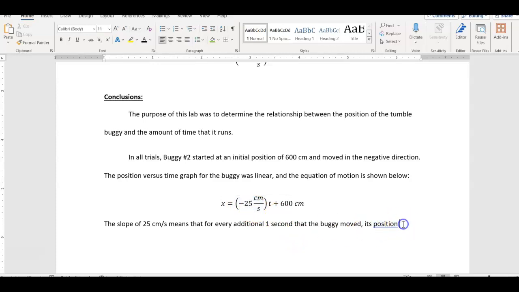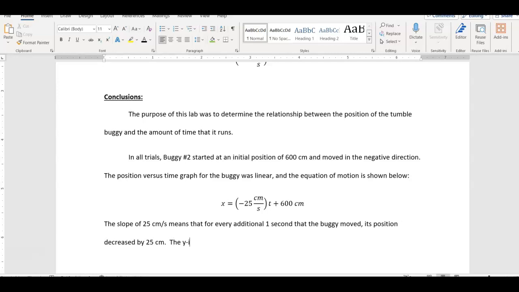And so in this case, the position decreased, right? The position got smaller. The graph had a negative slope. It decreased by 25 centimeters. So for every additional 1 second that the buggy moved, its position decreased by 25 centimeters. Okay, I can also, I think, explain the y-intercept here.